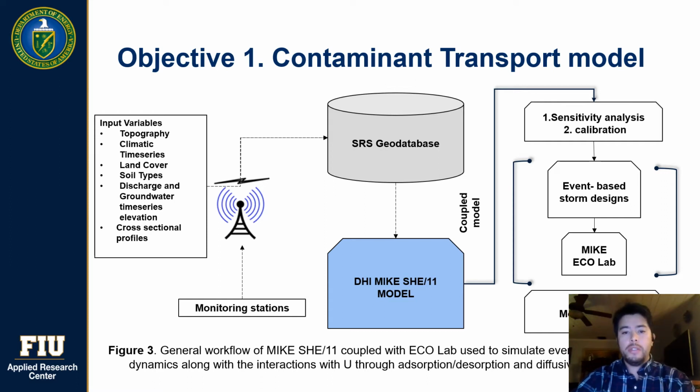All of this information is stored in a geodatabase, and then with the help of DHI software models called MIKE SHE, MIKE 11, and ECO Lab, I plan to accomplish this objective. So we go from the DHI MIKE SHE model into the sensitivity analysis and calibration, looking at how I've designed storm events, and I am going to show how I've executed a water quality model for this watershed.